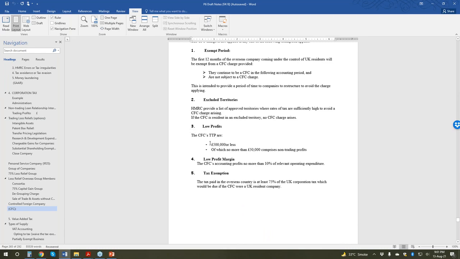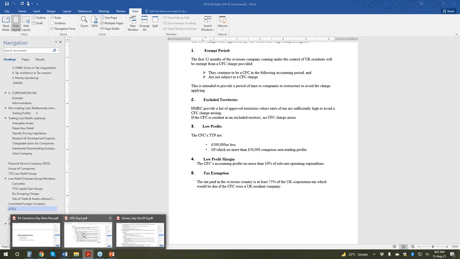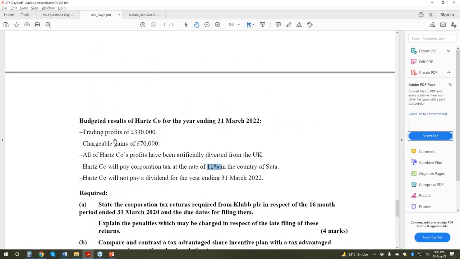The low profit exemption applies if the company that is being categorized as CFC has taxable trading profits in total of 500,000 or less, and of which 50,000 or less comprises non-trading profit. So both conditions need to be fulfilled. So let's quickly check in the question whether both conditions are being fulfilled or not. The trading profits of the company are less than 500,000, and the non-trading profits, called chargeable gain, are more than 50,000. So guys, you tell me whether the company fulfills the low profit exemption or not.